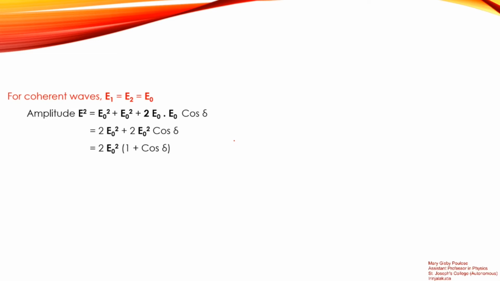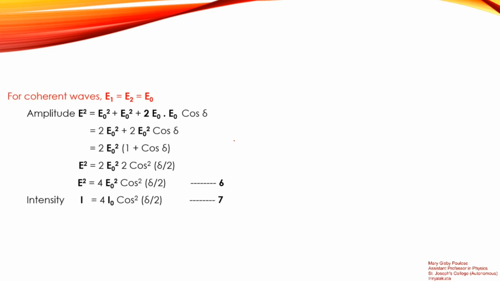Here 1 + cos δ is substituted as 2 cos²(δ/2). So you get E² = 2E0² · 2cos²(δ/2), that is E² = 4E0² cos²(δ/2). And this is your sixth equation. In terms of intensity, this expression becomes I = 4I0 cos²(δ/2). This is your seventh equation.